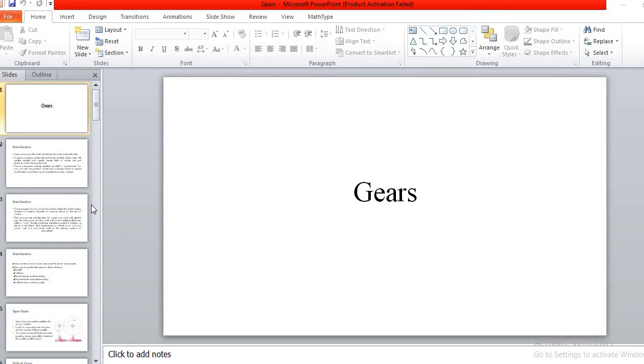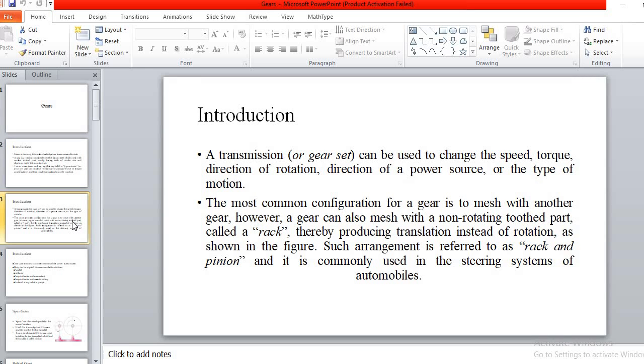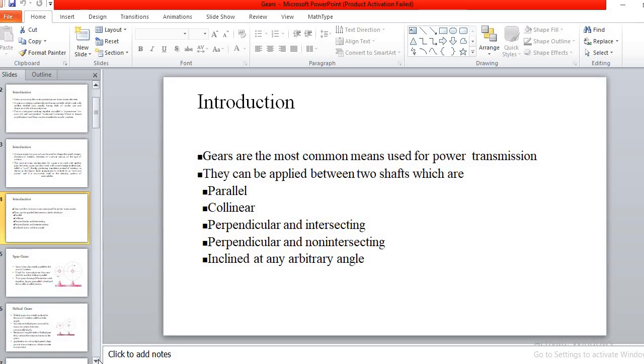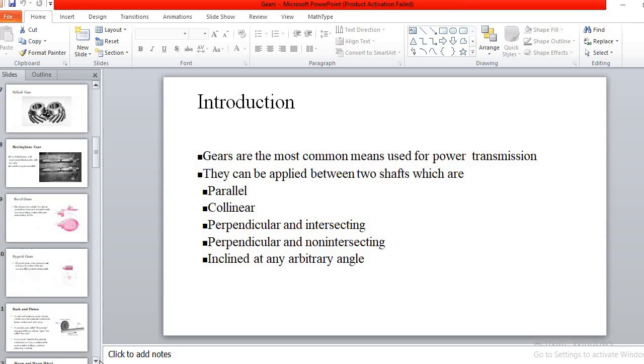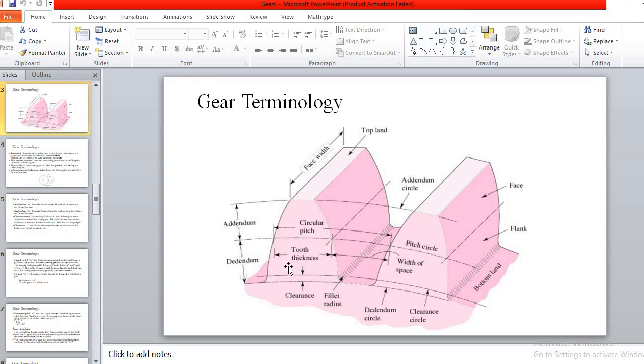In the last video, we discussed the introductory information about gears. In the previous video, we discussed the types of gears, why gears are used, and that gears are used for power transmission. With some introduction, we moved toward the terminology of the gear, with different types of gears. We discussed the terminology of the gear and the different terms that come in it.